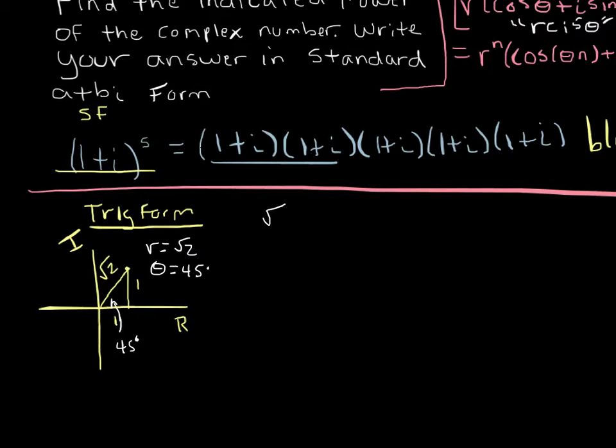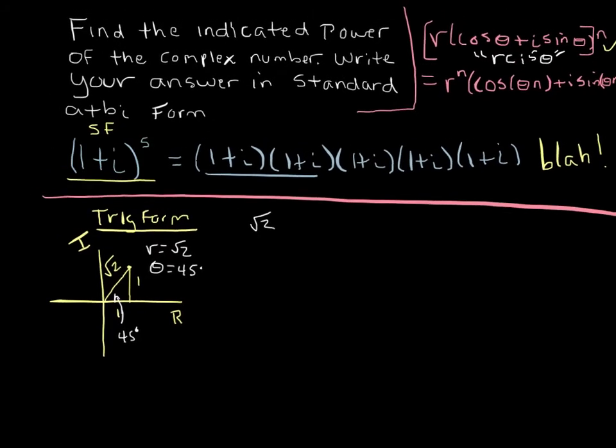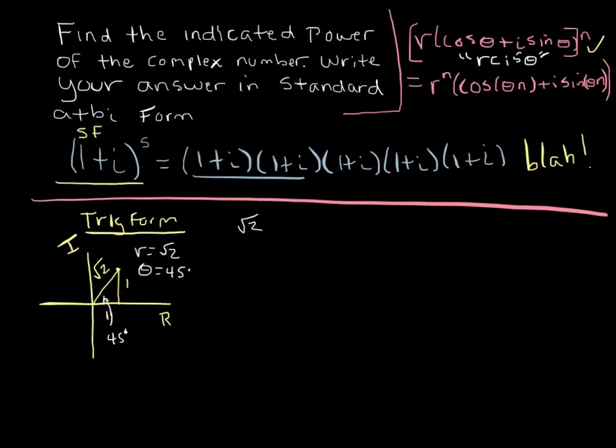So I can write my number like this, root 2, and I'm going to use the abbreviation that I used above. Up here in the upper right, you see I write the trig form. I abbreviate it r cis theta. So I'm going to do that here. Remember, that doesn't change anything. It's just useful because you don't have to write as much. So that's 1 plus i, and I'm going to raise that to the 5th power.